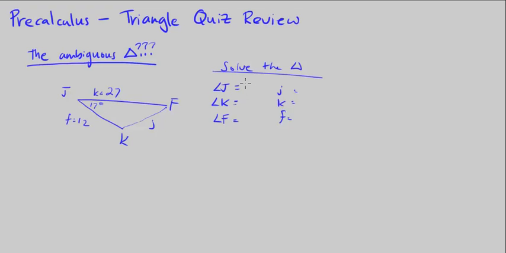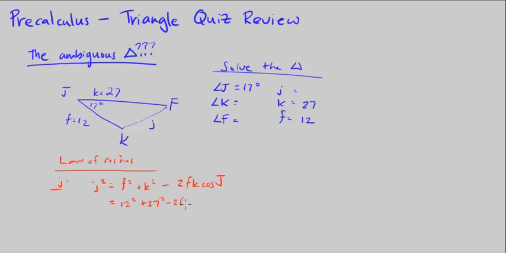I'm just going to put what we're given. We're given angle J is 17 degrees, side K is 27, and side F is 12. What we did first was use the law of cosines to find side J. So J squared is equal to the other two sides squared, f squared plus k squared minus 2fk cosine of angle j. So we plug these in: 12 squared plus 27 squared minus 2 times 12 times 27 times cosine of 17 degrees.